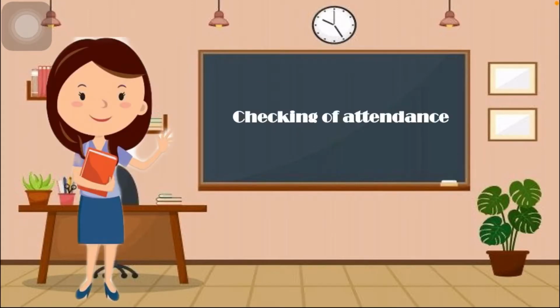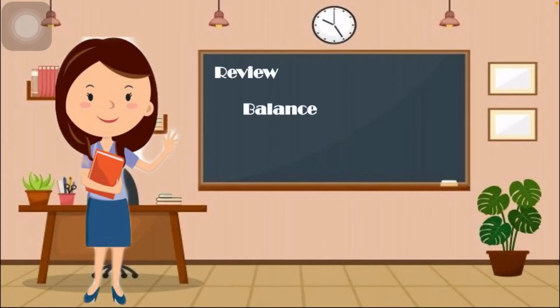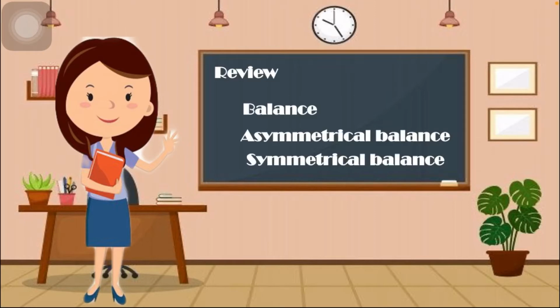Okay. And now, let us have a quick review first. So, what was our topic last meeting? Very good. We talked about balance. And what is balance? Balance is the way elements are arranged to create feeling of stability. And what are the two forms of balance? Very good. The two forms of balance are asymmetrical balance and symmetrical balance. Very good, class.